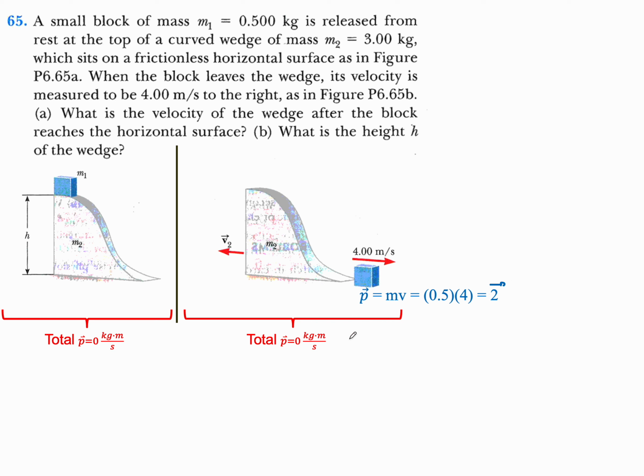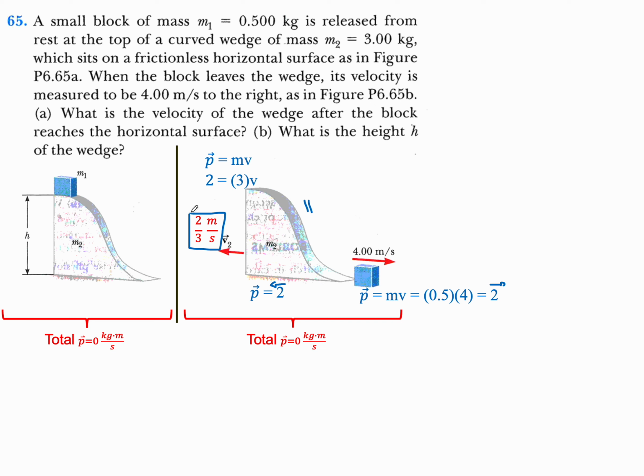Since the total momentum is 0, we can immediately calculate the momentum of this one, which has to be 2 in the opposite direction. So the wedge itself is moving backwards. How do we figure out its velocity? Well, we know its momentum is mass times velocity. Its momentum is 2. Its mass is 3. And I'm going to leave it as a fraction. The velocity it's going to move backwards then is 2/3 of a meter per second. Yes, you could write it as a decimal. But this is the answer to A, 0.67 meters per second.